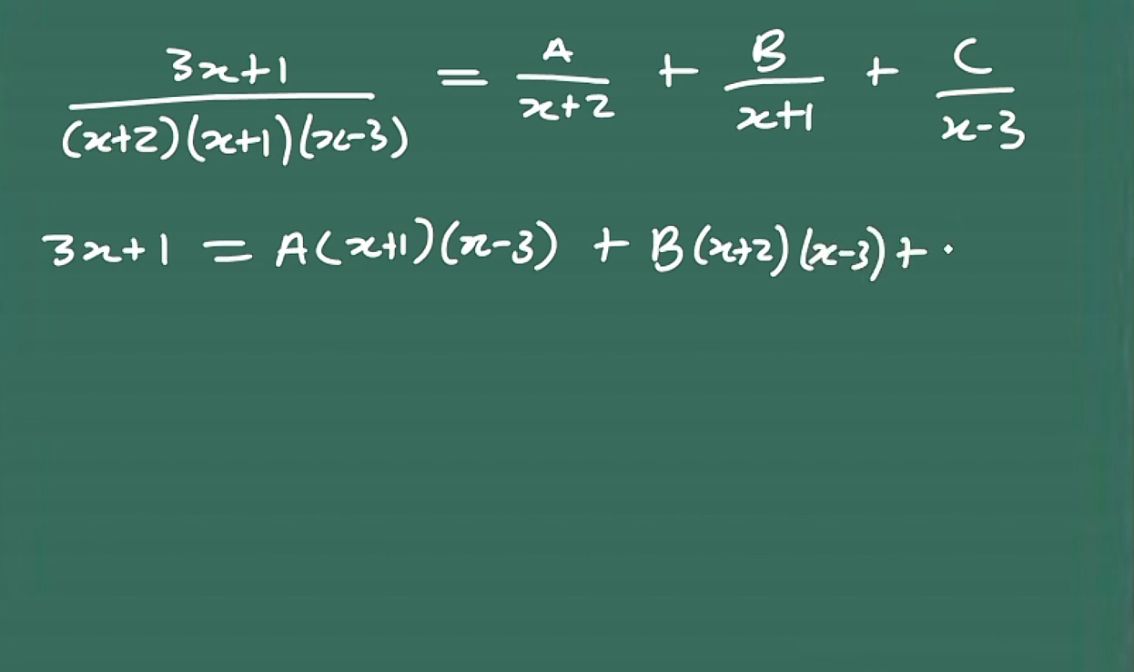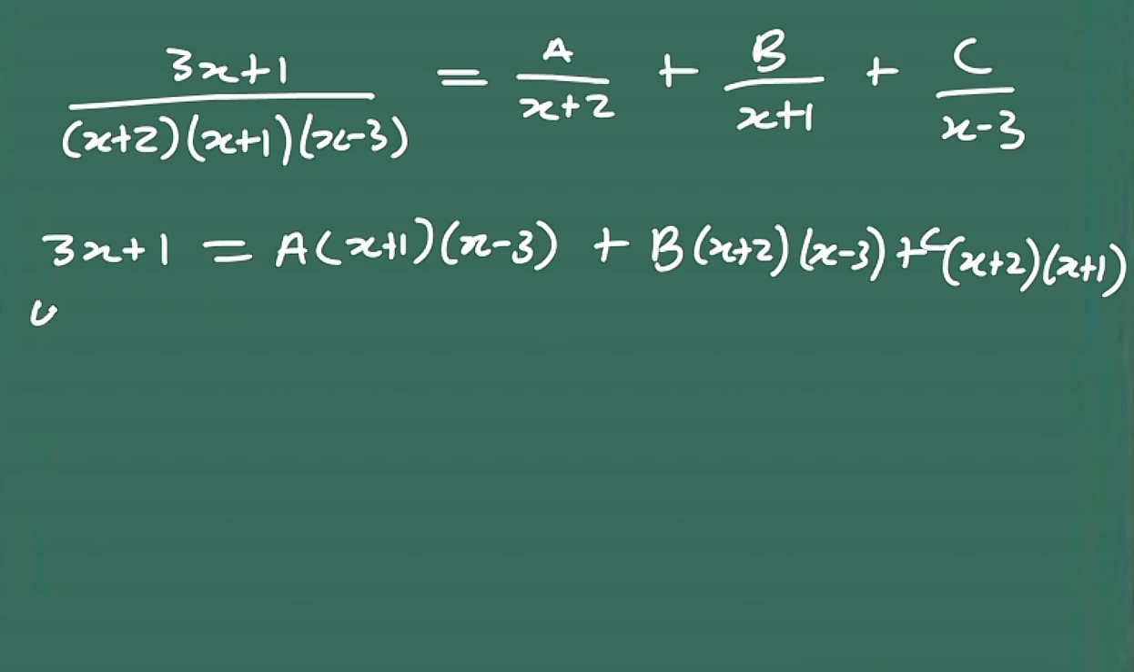Also for c, we are going to have x minus 3 will be gone, and this we are going to have x plus 2 times x plus 1. Alright, so now let's think of a value that can eliminate two of these terms so that we can find one of the terms. If I choose x to be -1, this term will be done away with, and this c here will also be done away with.